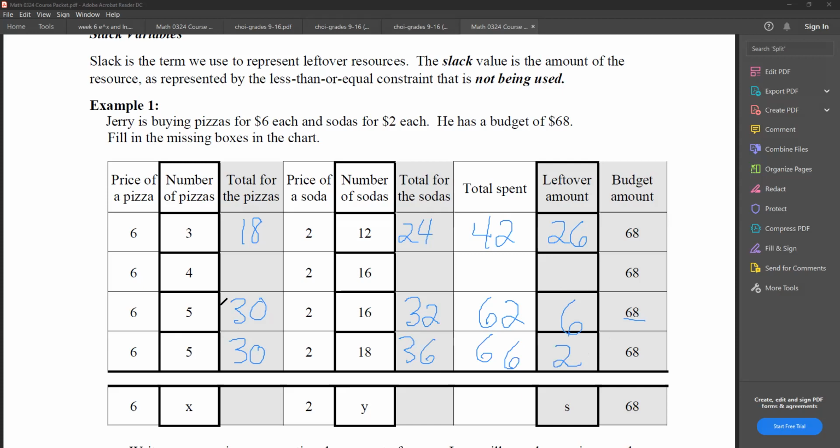All right, so now as an equation, the number of pizzas is varying, so we'll call that X. And so is the number of sodas, so we'll call that Y, right? We just do the same process, though. So we multiplied these guys, so this would be 6X. We multiply these guys, it would be 2Y, right? So the total spent would be 6X plus 2Y. And we have some money left over. That's my slack variable. So to write that equation, it'd basically be 6X plus 2Y plus the leftover money, which they're going to call S, equals 68.